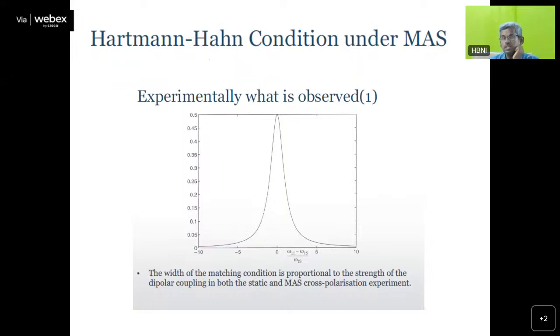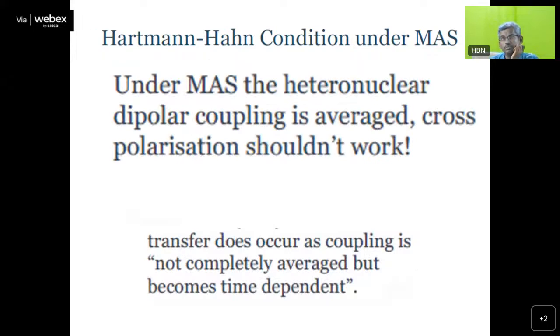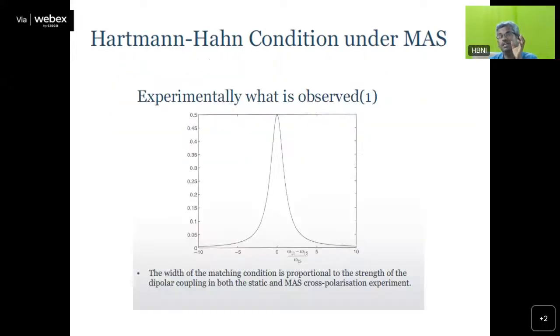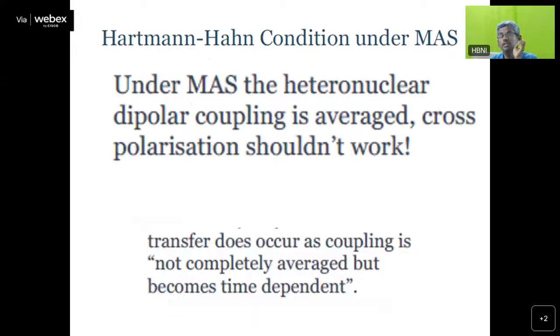In frequency, the narrow range of frequency over which you can achieve the cross polarization. So that is why, what happens in the cross polarization under magic angle spinning conditions? That's a very, very important aspect. Under magic angle spinning, the heteronuclear dipolar coupling is averaged. So cross polarization in principle should not work, because there is no more dipole-dipole interaction.